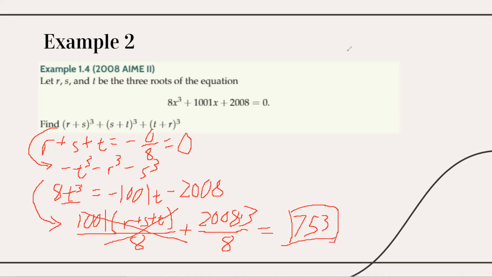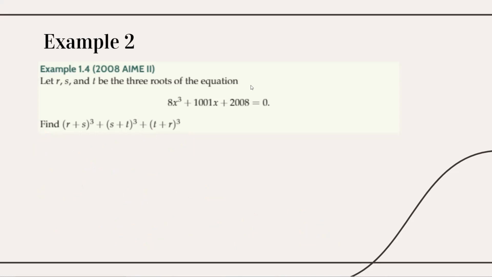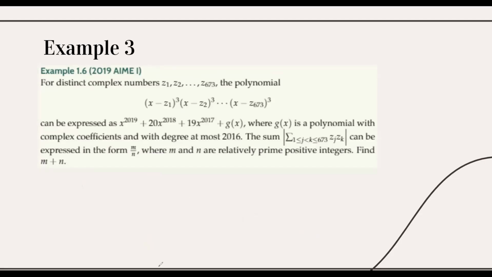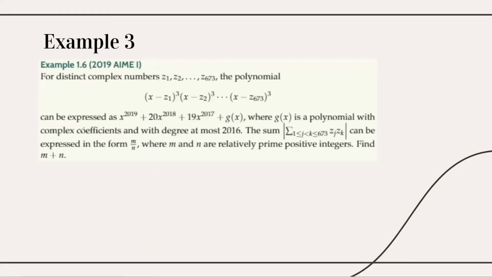Right. Okay. So now let's move on to our final example, which is from the 2019 AMC 12, so a relatively new example. And I believe this was problem 10, so relatively tricky. Okay, so once again, if we look at the problem, we have a lot of information about the roots of this polynomial, right? Because by factor theorem, z1, z2, all the way up to z673, these are all roots of the polynomial. And not only that, they are all triple roots, right? Because they appear 3 times in this factorization.